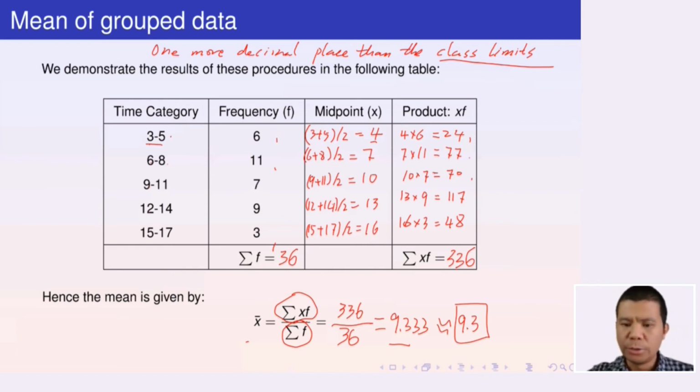Of course, this is also in minutes. So this is how we do it. For grouped data, even though we do not have the exact values, we can find an approximate one. Firstly, find all the midpoints, then find the products, find the summation of the products and the summation of the frequencies, and plug into the formula, and you get this value. Very good. So this is how we find the mean of grouped data.